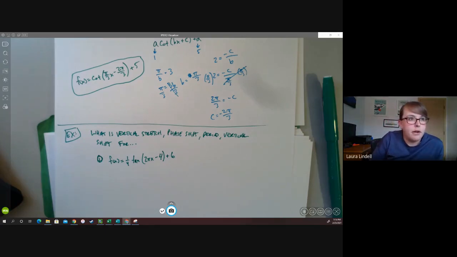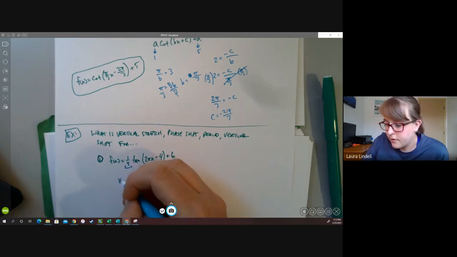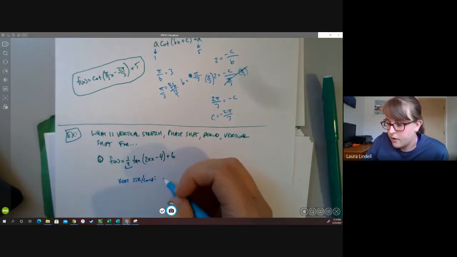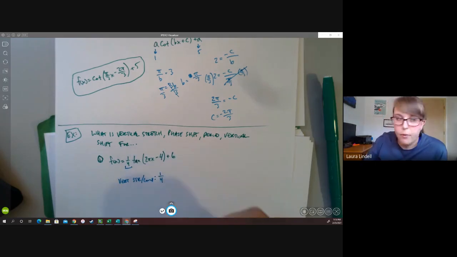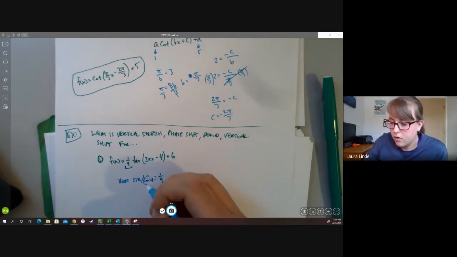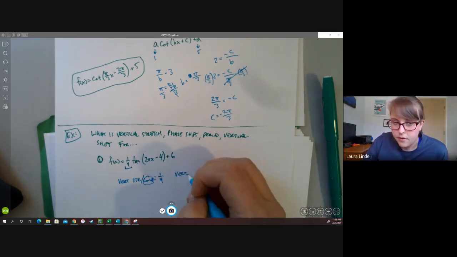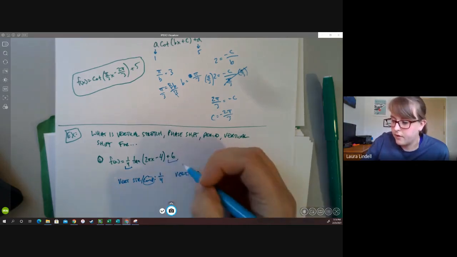So the first thing I would pull out is that vertical stretch and the vertical shift. Those are the easiest to identify right off the bat. So here's our vertical stretch. Actually, this one's vertical compression, but anyway, 1/4. Vertical shift of 6.